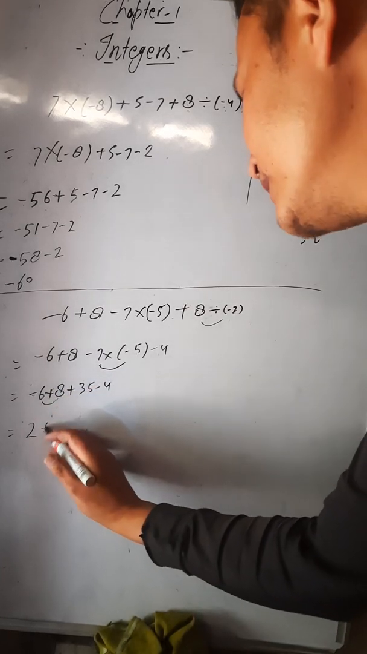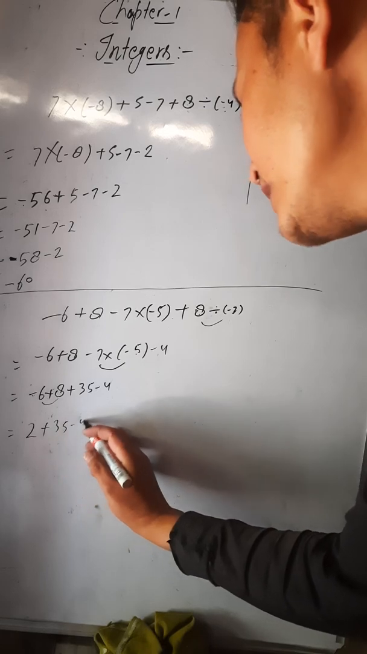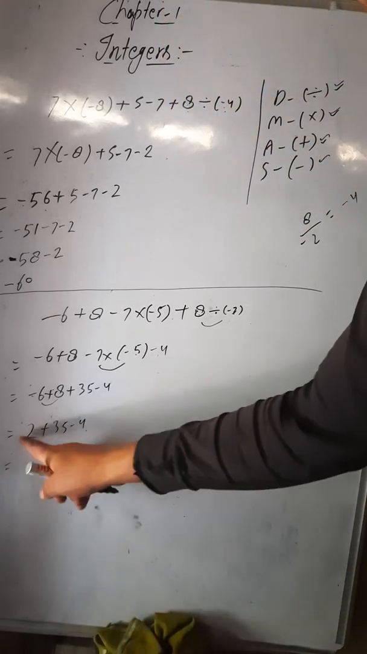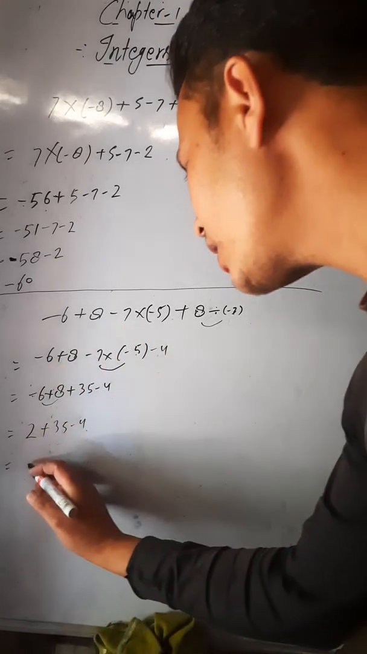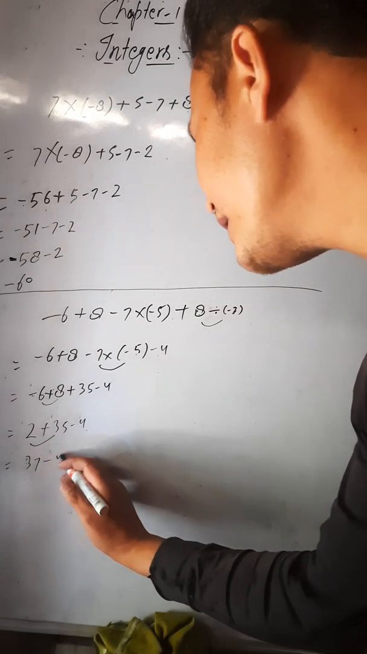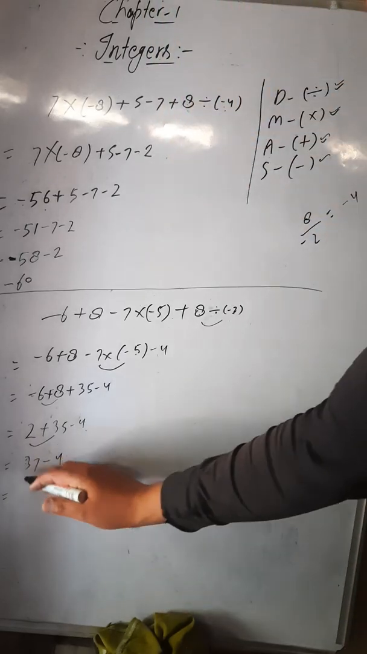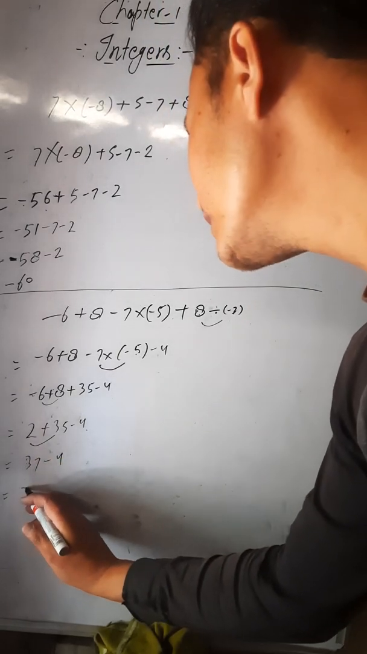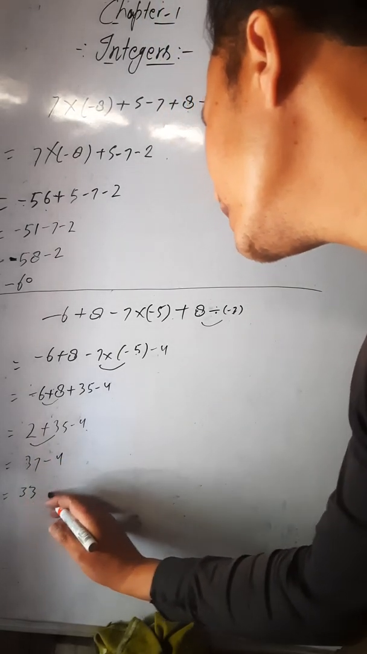The rest as it is: 35 minus 4. Now look here. 2 plus 35 is 37. All know this. 37. And what is left? Minus 4. Now again 37 minus 4, that is 33. So this will be the answer.